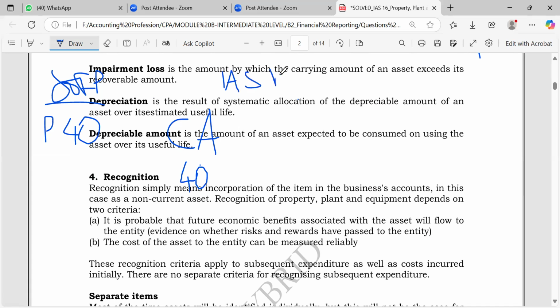So when you study IAS 36, impairment, you would find that they compare the carrying amount against the recoverable amount. What is this recoverable amount?